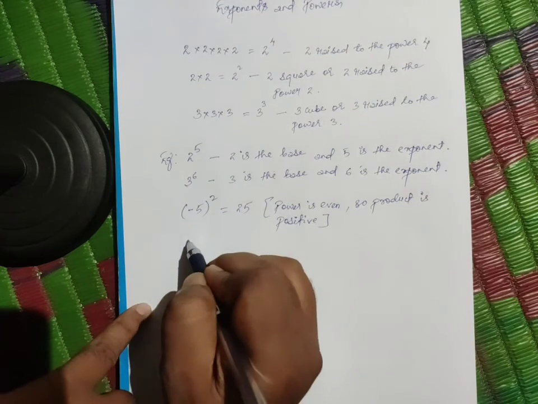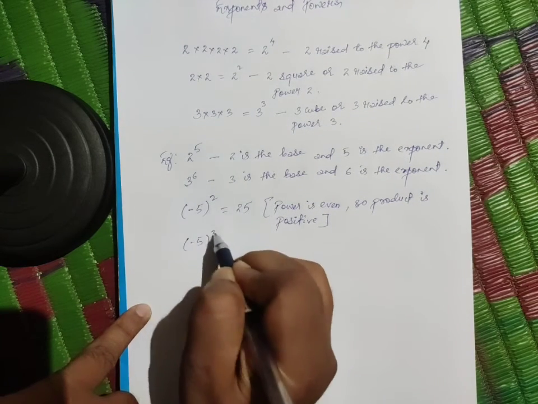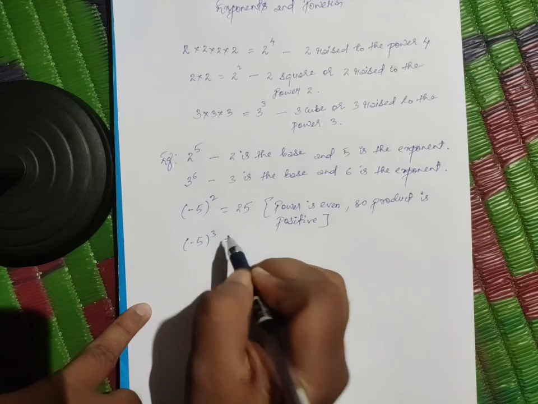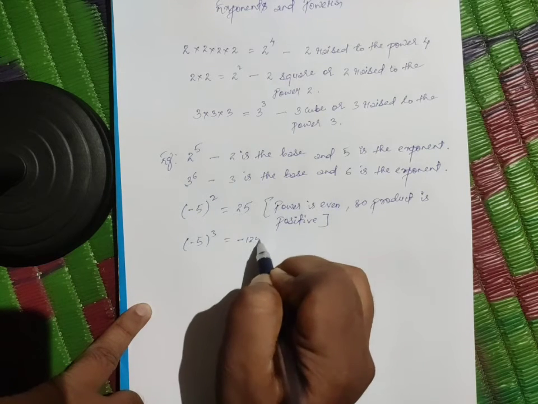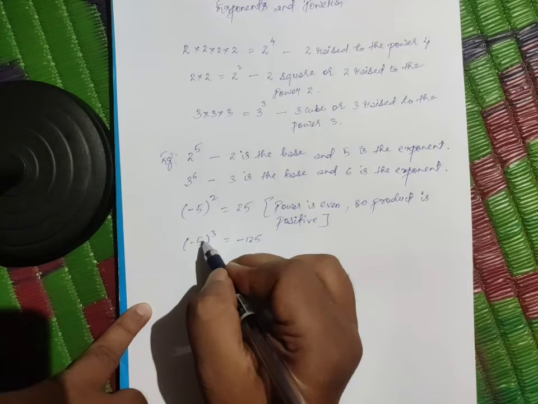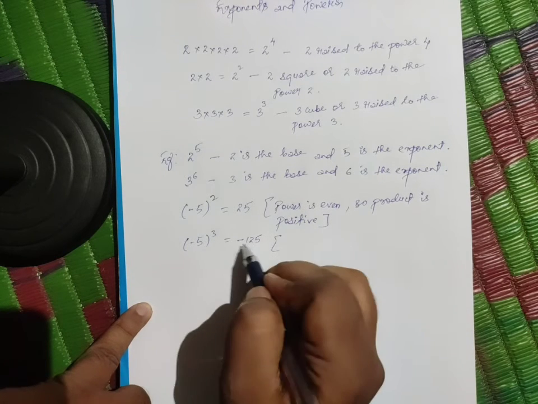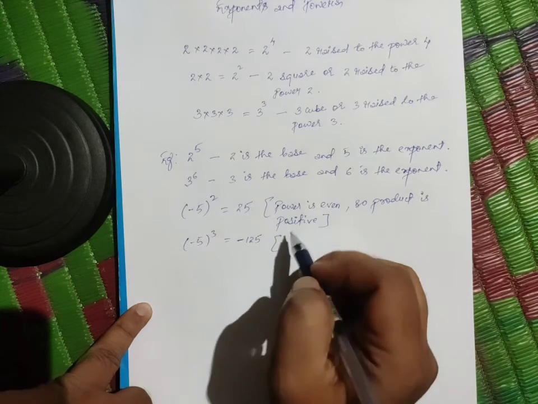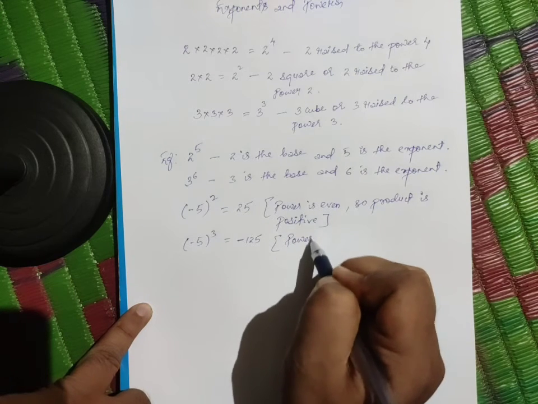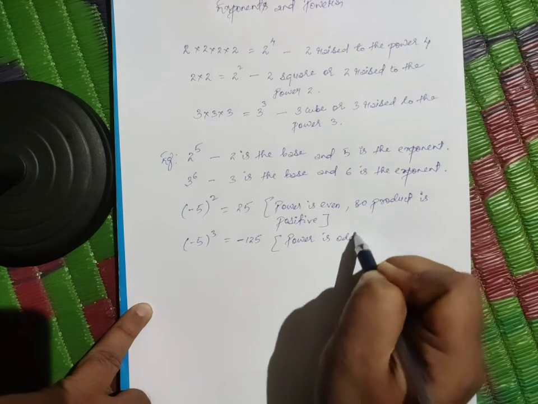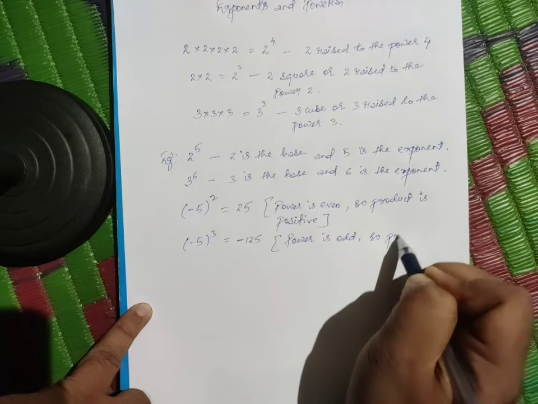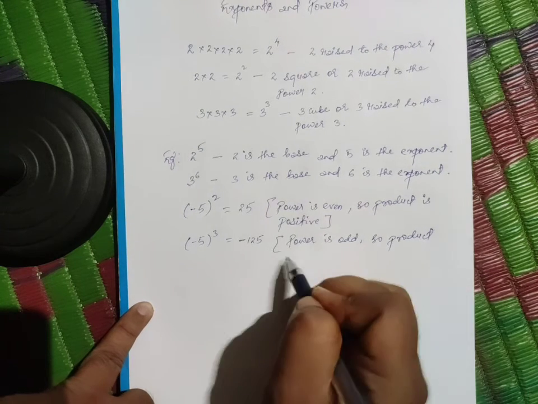Now if the power is odd, say minus 5 to the power 3, 3 is an odd number, so if you multiply 5 three times, minus 5 into minus 5 into minus 5, you will get minus 125. Why are we getting negative? Because here the power is odd, so the product is negative.